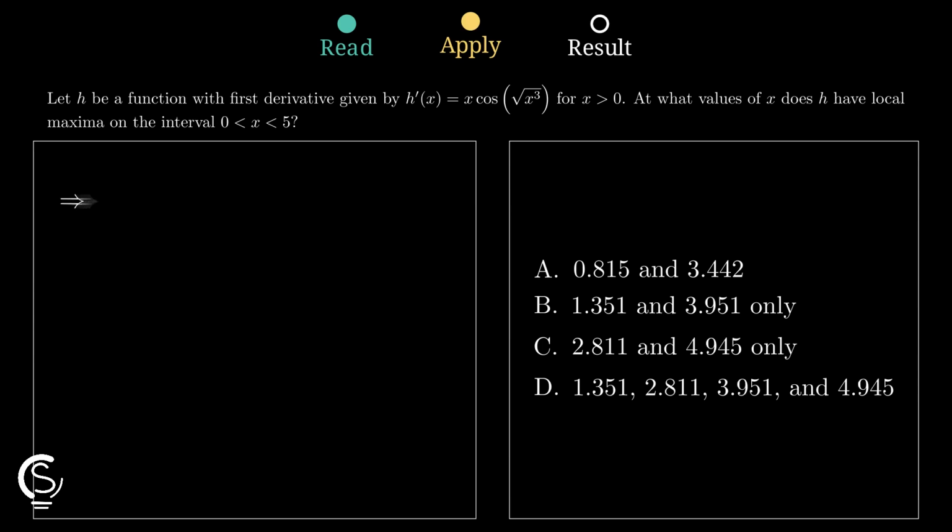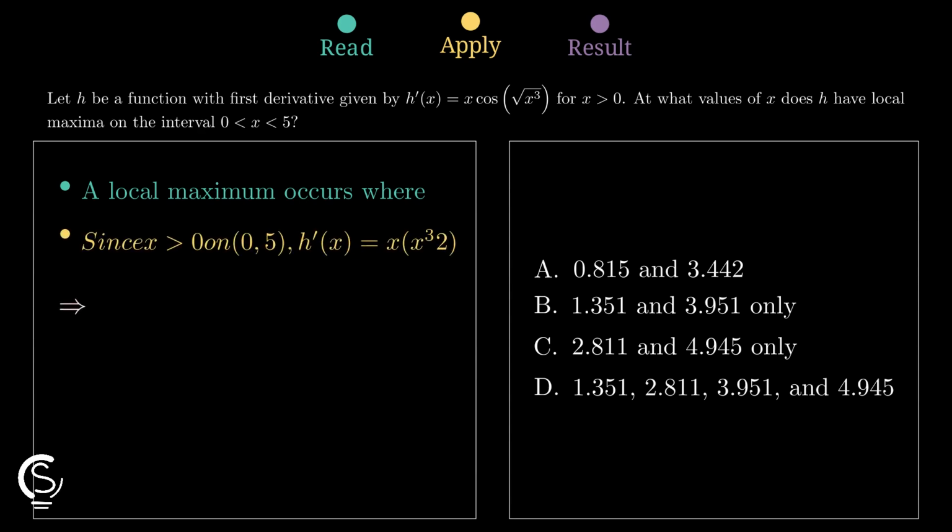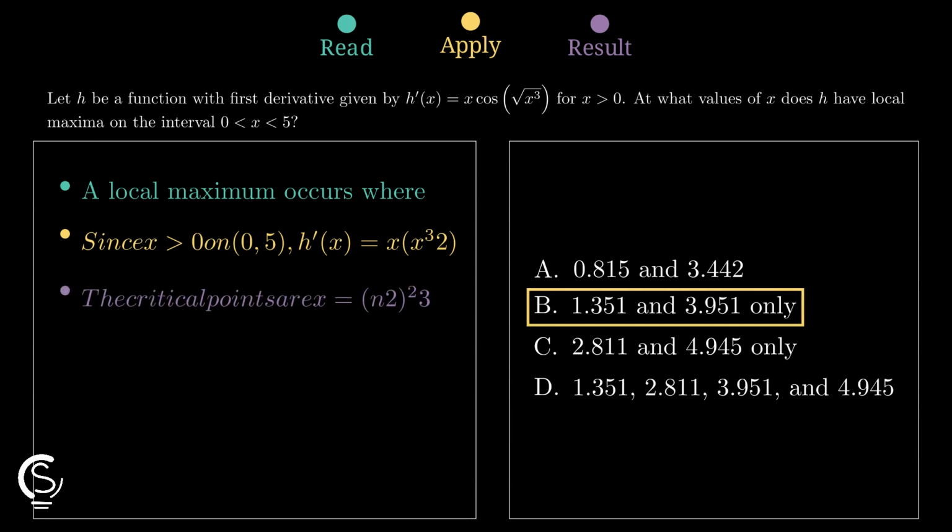Since x is always positive on our interval, we only need to focus on where the cosine term is 0. This happens when the inner square root part equals pi over 2. Solving for x yields critical points. Checking sign changes shows only 1.351 and 3.951 work.